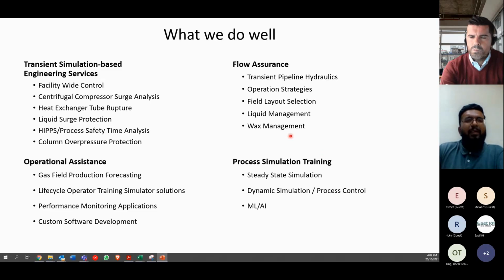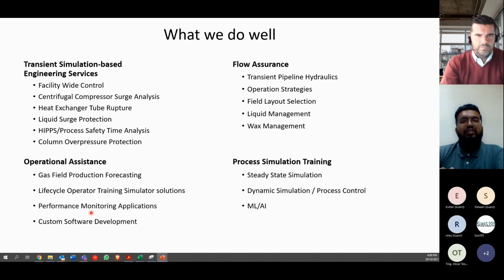Another area that we recently started taking a look into is operational assistance. This is leveraging a combination of simulation technology as well as other technologies to deliver performance monitoring applications as well as operator training simulators. We are also working on a lot of custom software development, and we are putting together a new simulator tool for flow assurance and drilling applications. So that summarizes the operational assistance area.